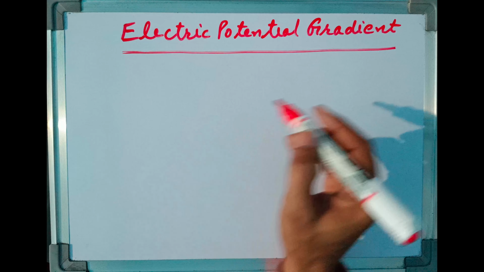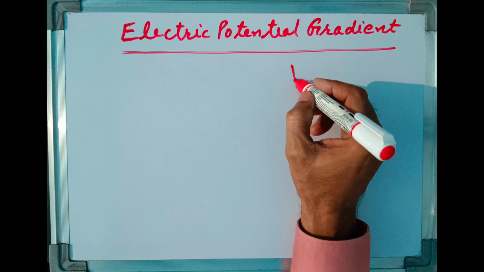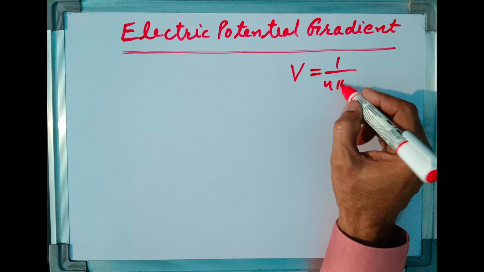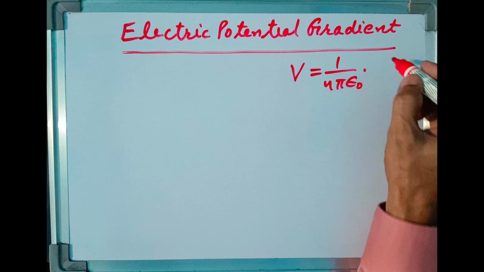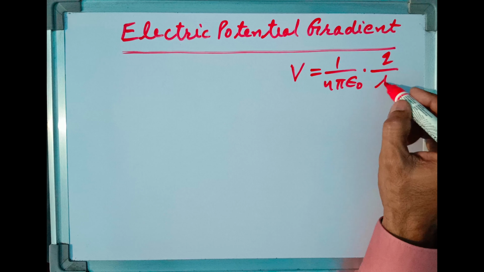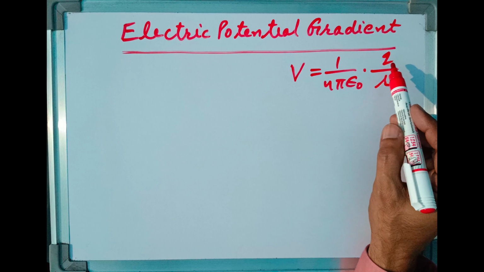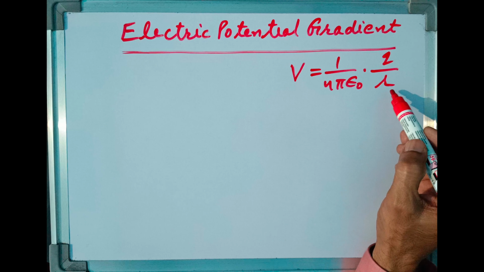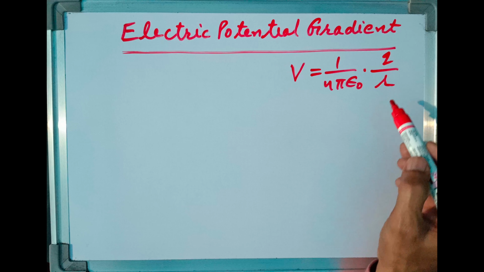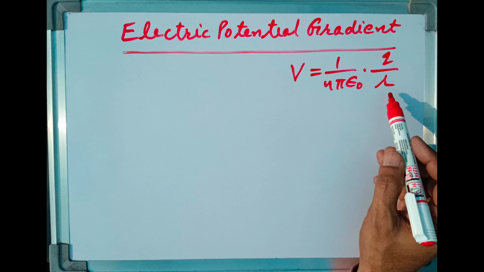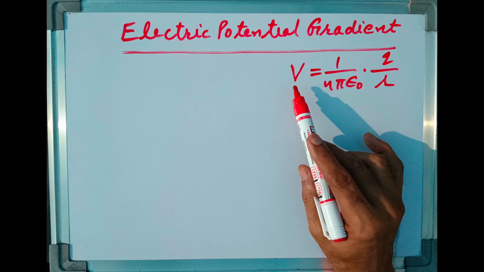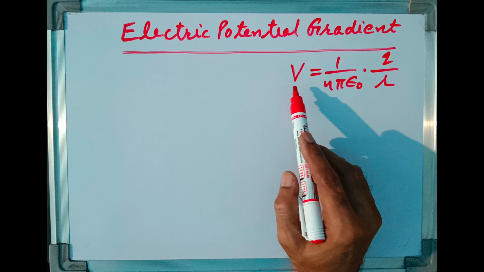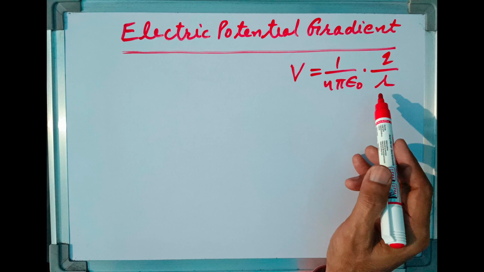We know potential due to a source charge is given as 1 upon 4 pi epsilon naught Q upon R, where Q is the magnitude of the source charge and R is the distance of the point of observation from the source. It is very much clear, as R changes, potential will change. So what is potential gradient? It is the rate of change of potential with respect to R.